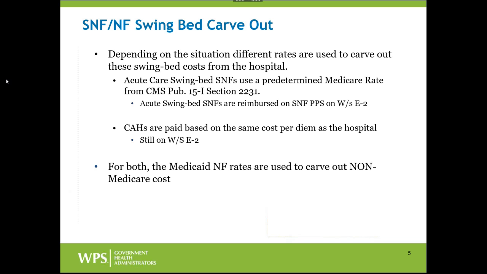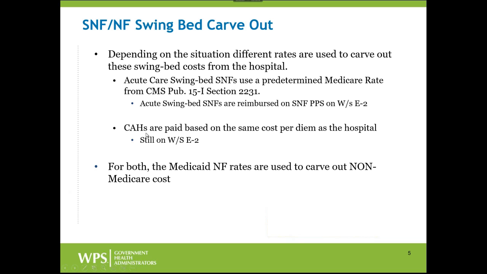So what we're going to see here is that the acute care swing bed SNFs, for Medicare purposes, are reimbursed based on the SNF PPS, whereas the CAH is based on cost for that swing bed SNF. So for that reason, we're going to have to report this swing bed SNF Medicare rate. We'll see this in a little bit, but it can be found from CMS Pub 15-1, Section 2231. That rate is going to be used to carve that cost out, and then they're going to be reimbursed on SNF PPS on worksheet E-2.